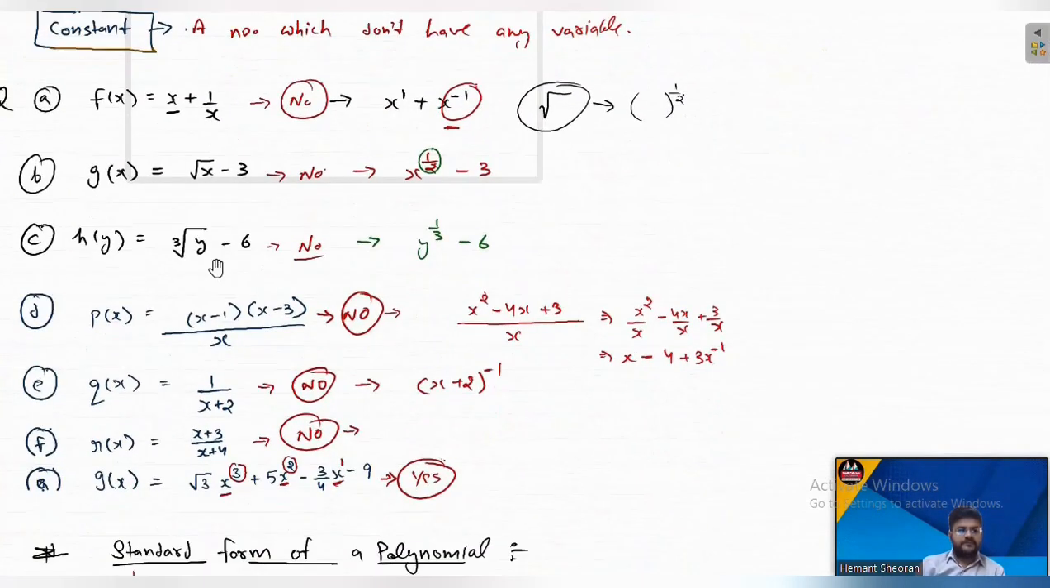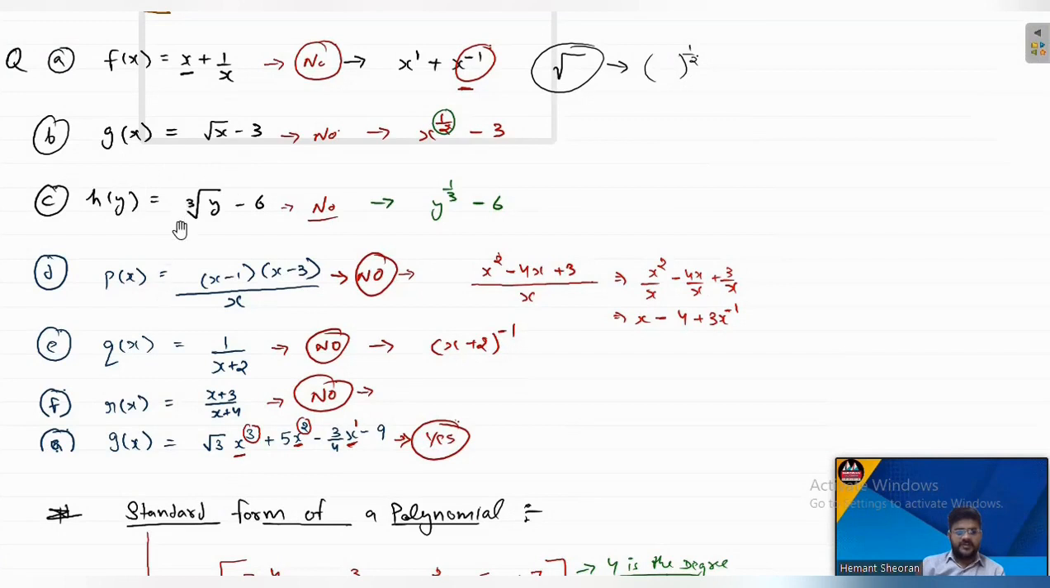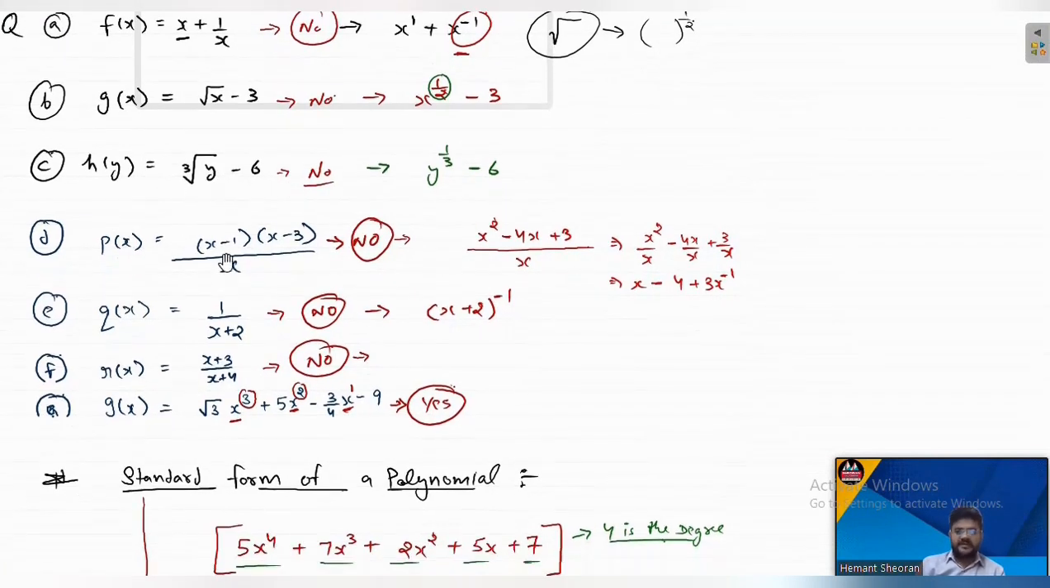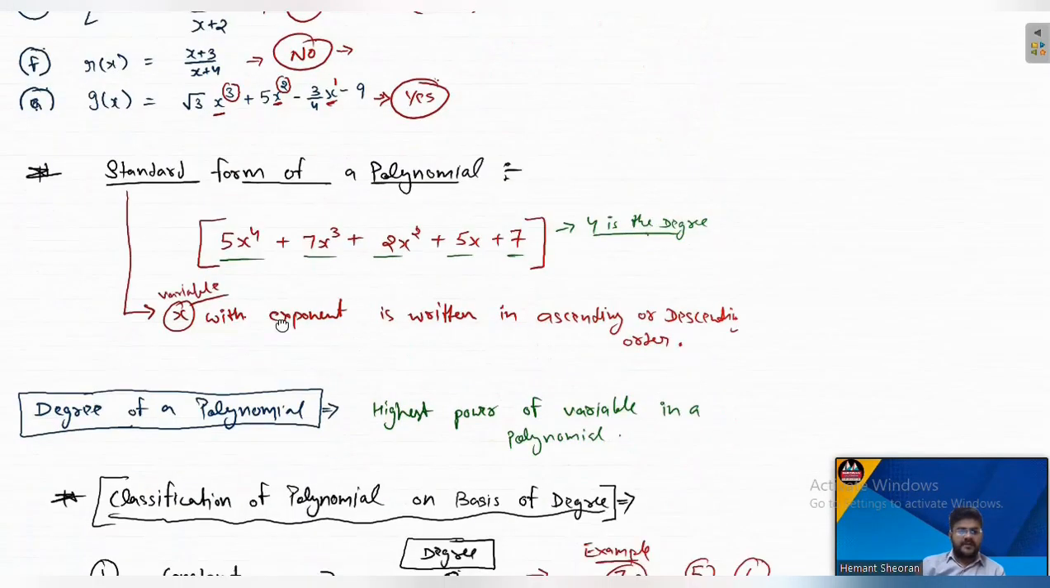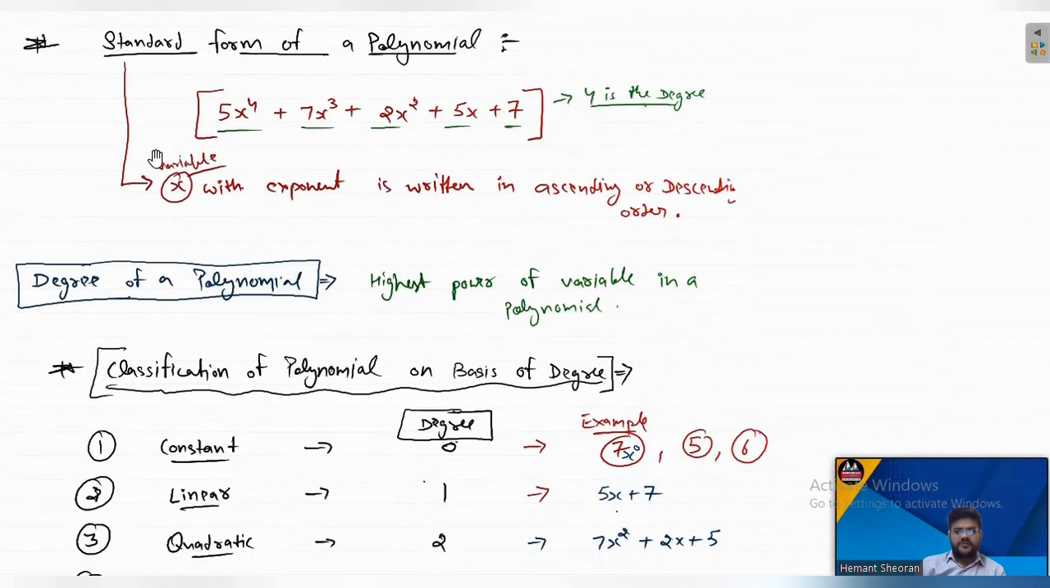Then we just discussed which of these is a polynomial and which is not. All of these are algebraic expressions, but few of them are polynomials. For example, the last one was one of them. Then we discussed the standard form. How do we write a polynomial in standard form? You write it from higher power to lower power, okay?